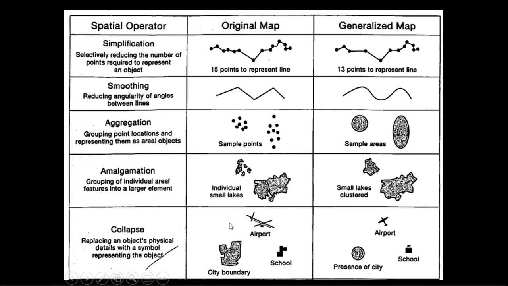Collapse: take an area and instead show it as a point. I showed that beforehand. As I zoomed out, Greenwood went from being a boundary, to an area, to a dot, to a point. Oftentimes at airports and other places, we collapse it into a symbol. So essentially we're not really changing the geometry. We're not concerned with that; we're just changing the symbol.